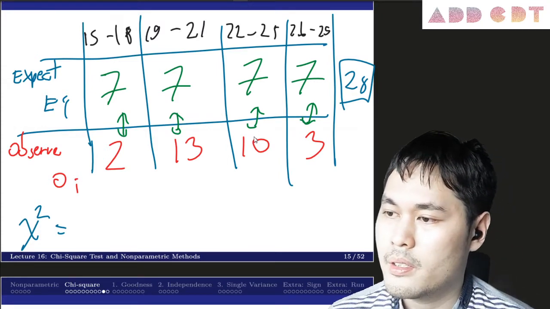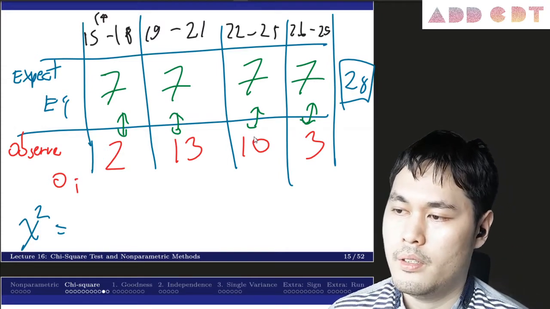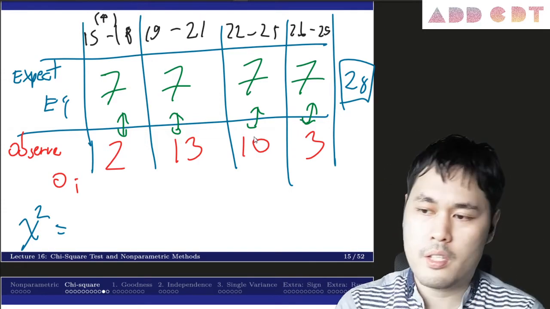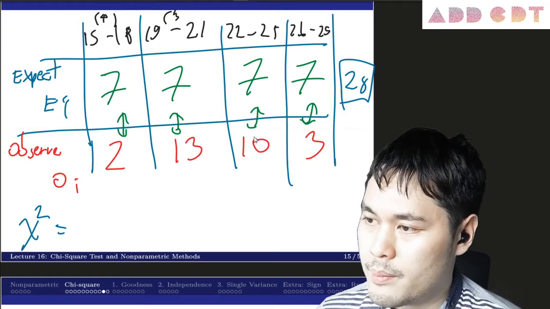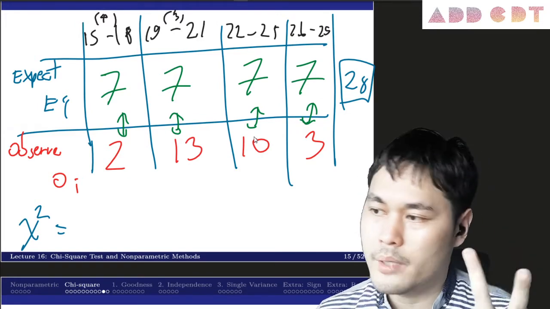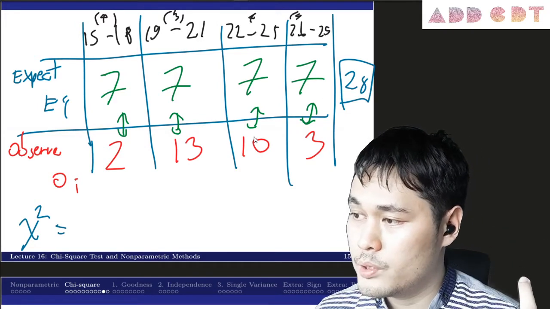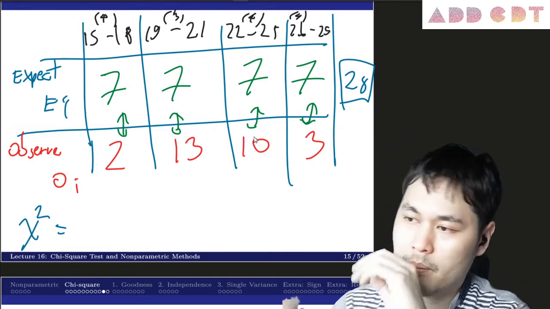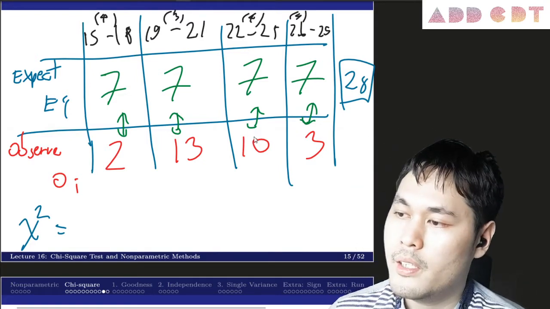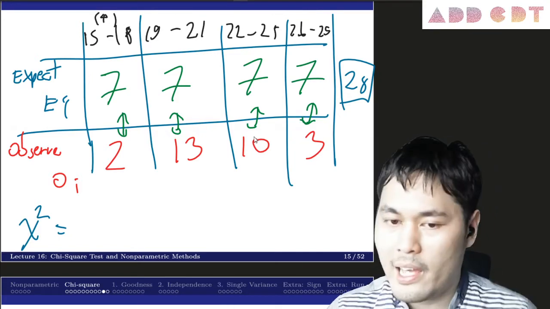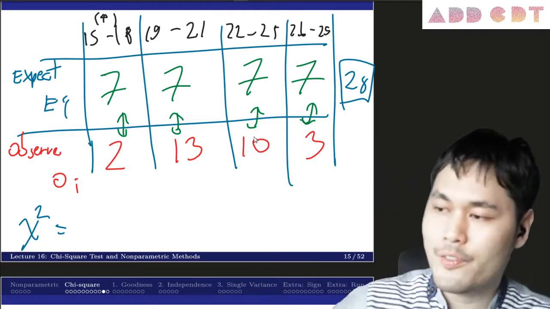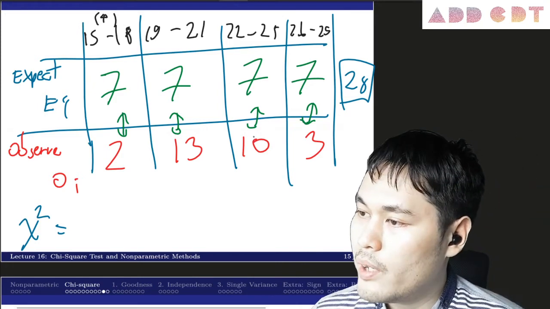This first range, 15, 16, 17, 18, has size 4. This one has size 3, 19, 20, 21. And this one has 4. So we can perform this even if these numbers are different, even if they are widely different categories. So what do we do here?